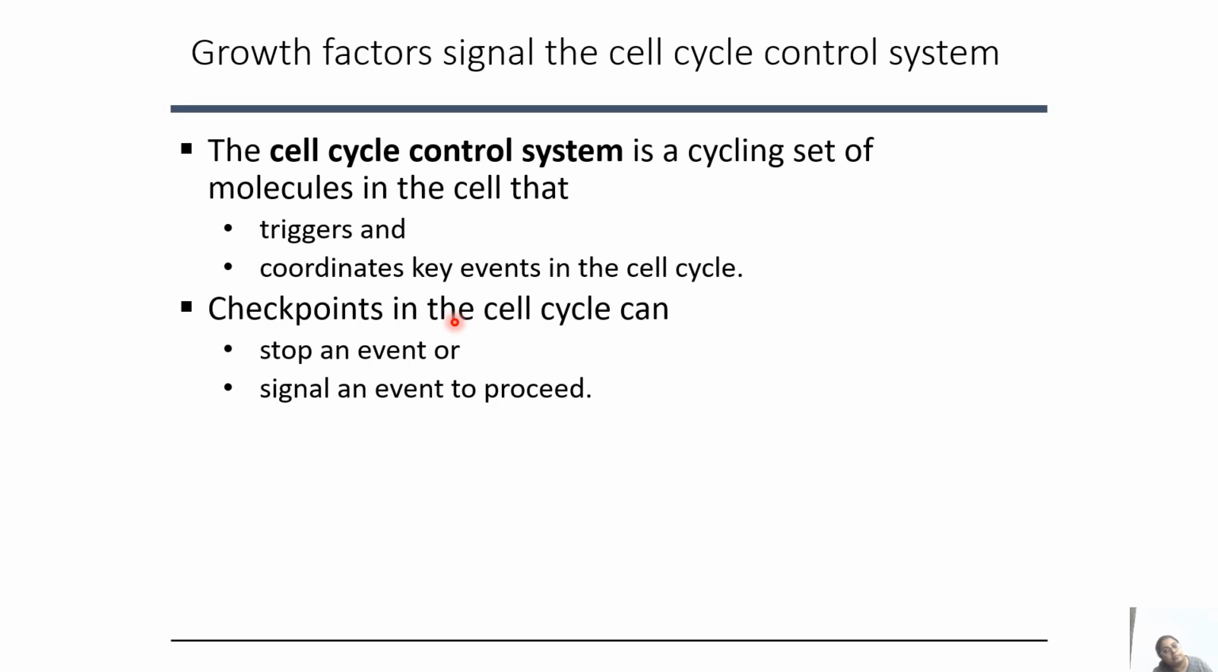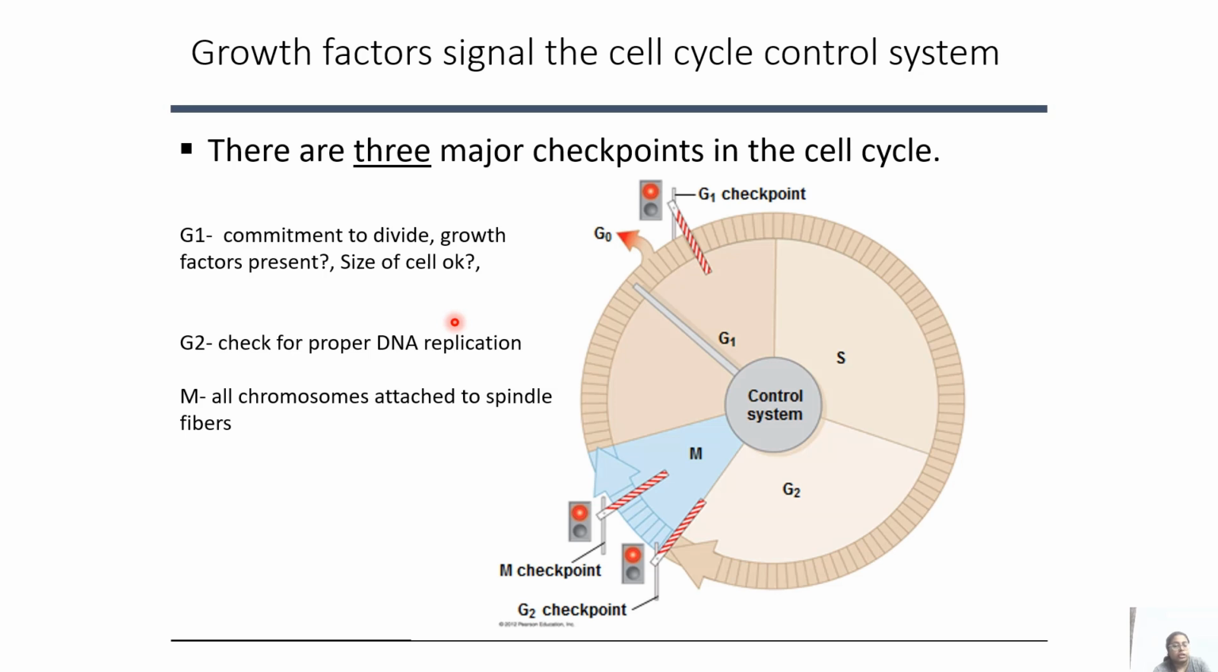Now, the cell cycle control system is a cycling set of molecules in the cell that triggers and coordinates key events in the cell cycle. At a checkpoint, the cell cycle can stop an event or signal an event to proceed. Now, there are three major checkpoints in the cell cycle. The G1 checkpoint: commitment to divide, growth factors present, size of cell is okay. The G2 checkpoint: check for proper DNA replication. And the M phase checkpoint: all chromosomes attached to spindle fibers. Right?